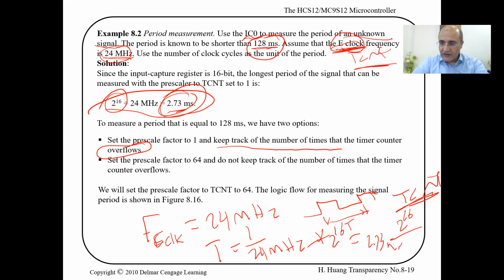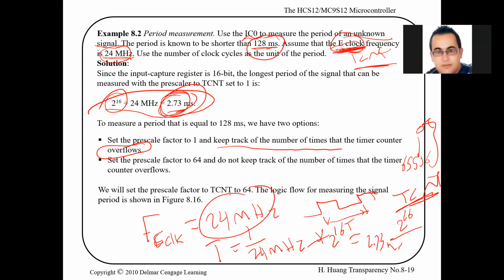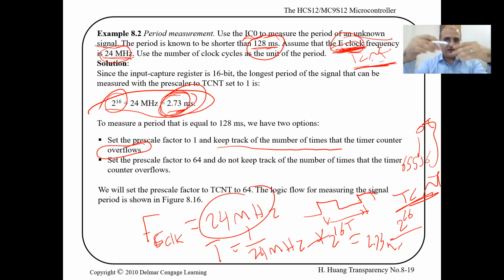Until what? Until this TCNT timer counts from 0 up to 65,536, which is four Fs, and goes back to 0. That is the time to overflow. This is the 2.7 milliseconds if you use the E clock as is and did not prescale it.